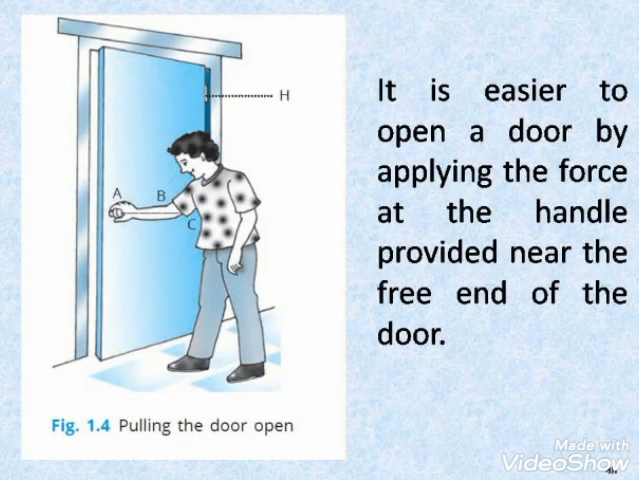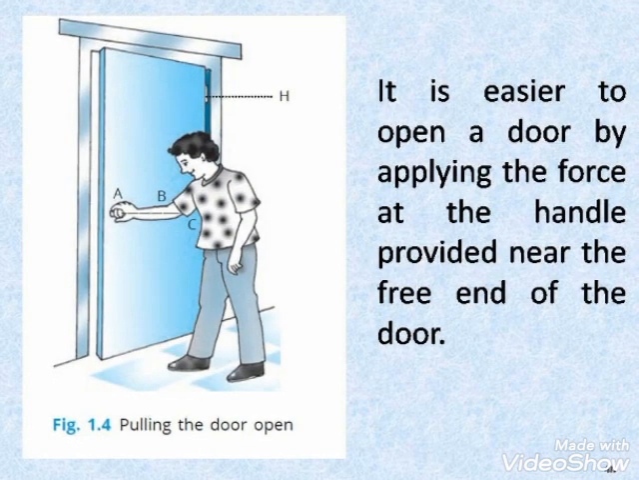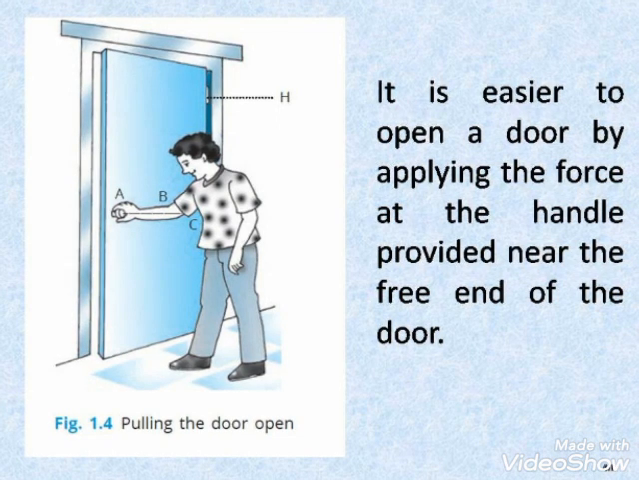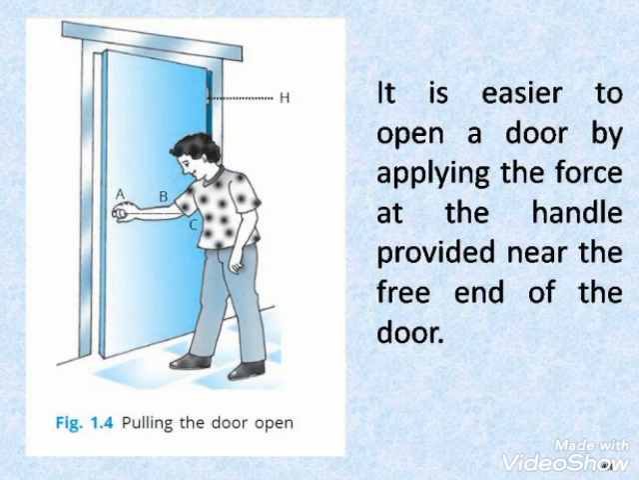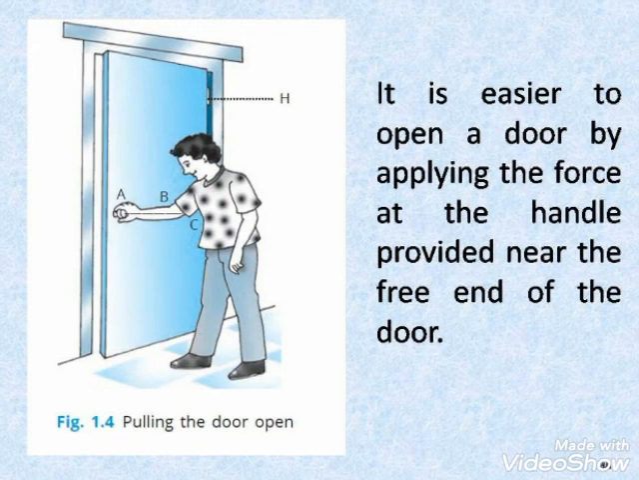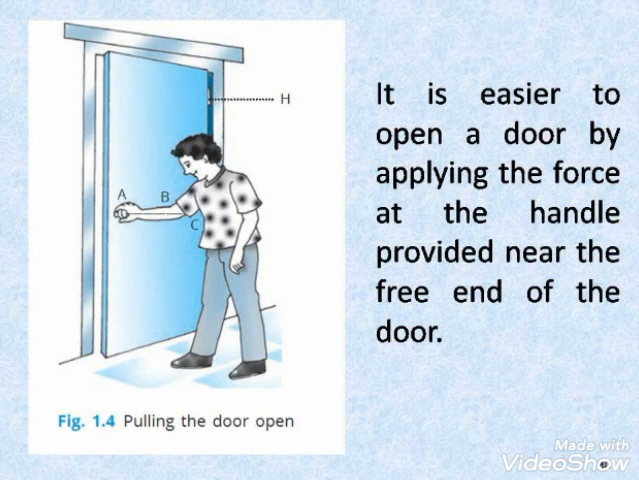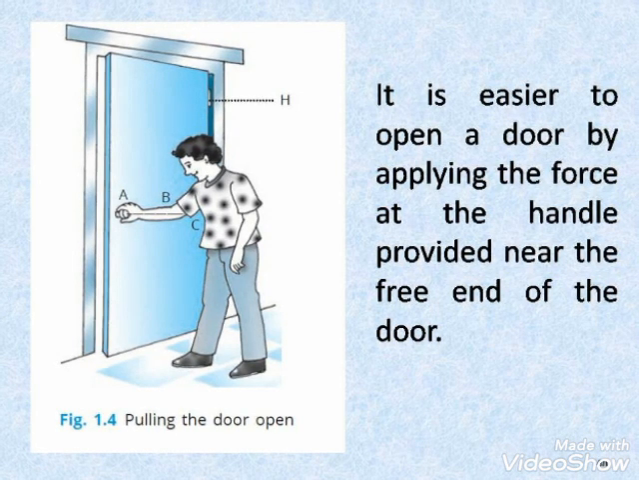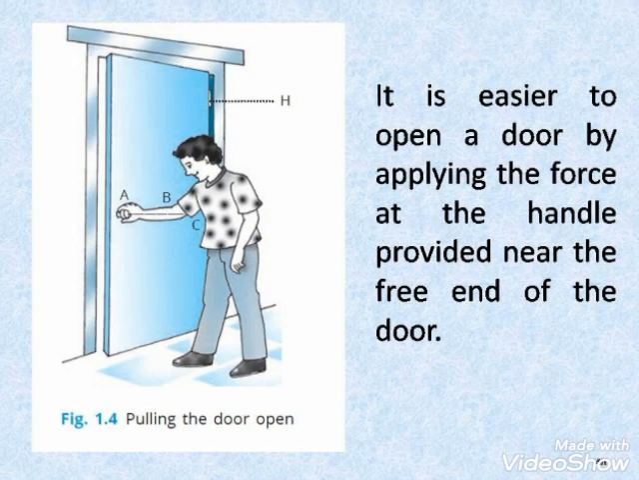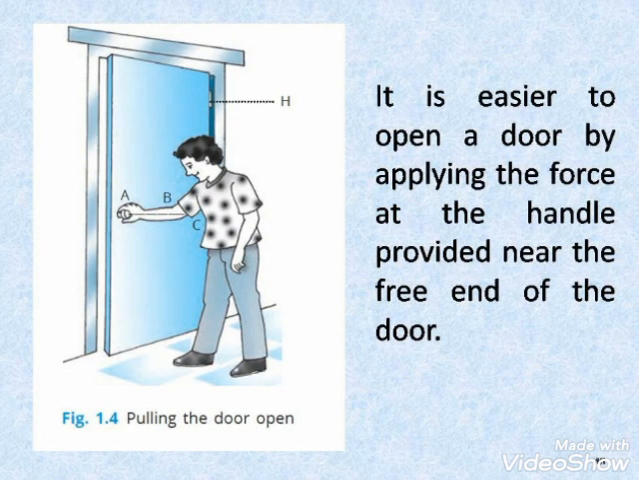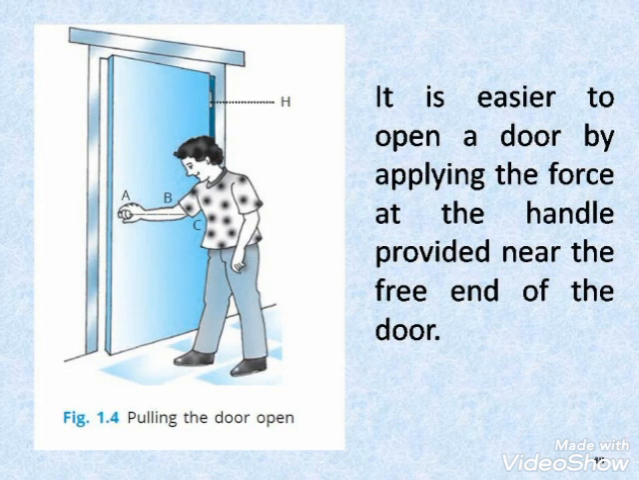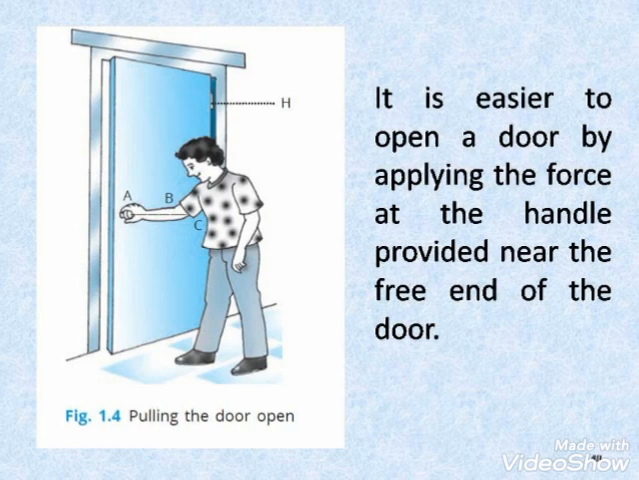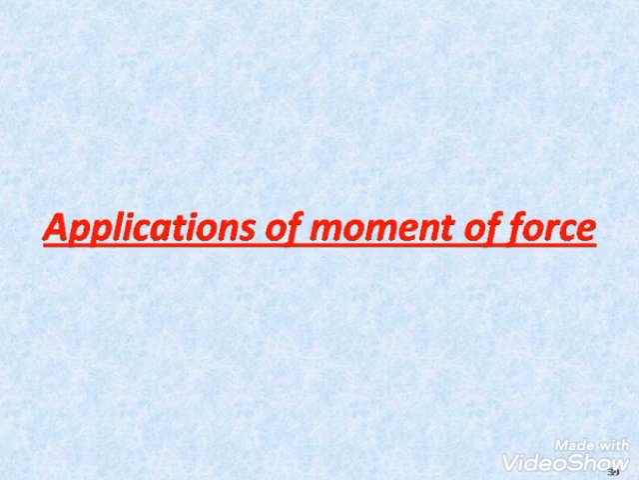Also, we discussed the example in which I told you that it is easier to open a door when we apply force at the handle rather than at the hinge, because the distance from the axis of rotation is very high. So I said that the factors on which the torque depends are: first, the distance from the axis of rotation to the point where the force is applied, and second, the amount of force that we are applying. It is directly proportional in both cases. That means if I apply more force and the distance is more, then only the torque will be more.